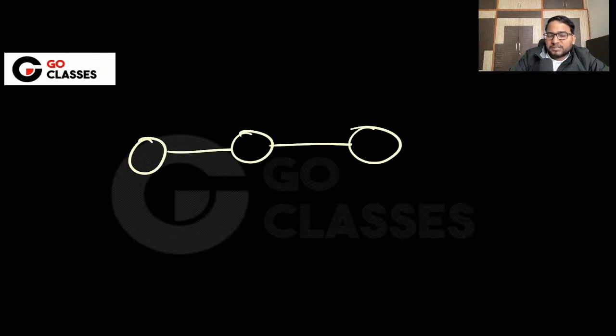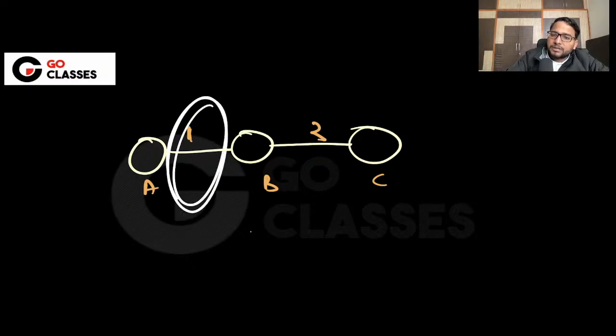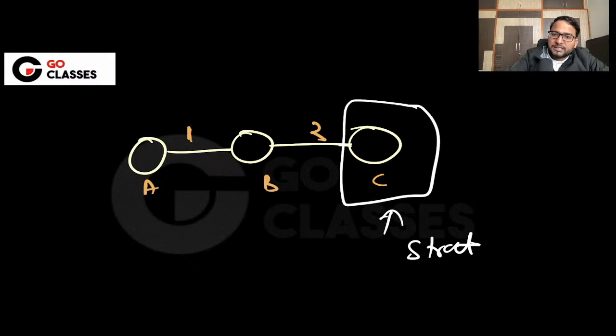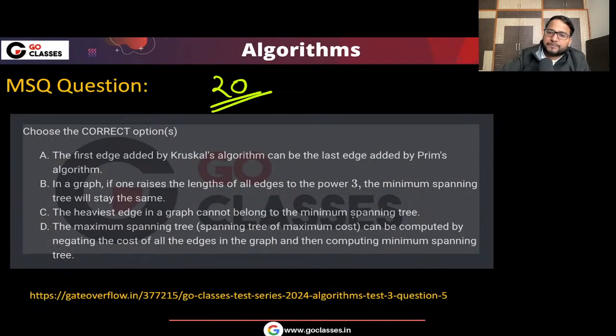See, let's suppose this is A, B, C. Let's suppose this is 1, this is 2. If you apply Kruskal, Kruskal will choose this as the first edge. Can this be the last edge in Prim's? Yes, if you start Prim's from C, then Prim's will first take this, then this, right? So the first edge in Kruskal's can be the last edge in Prim's, yes.